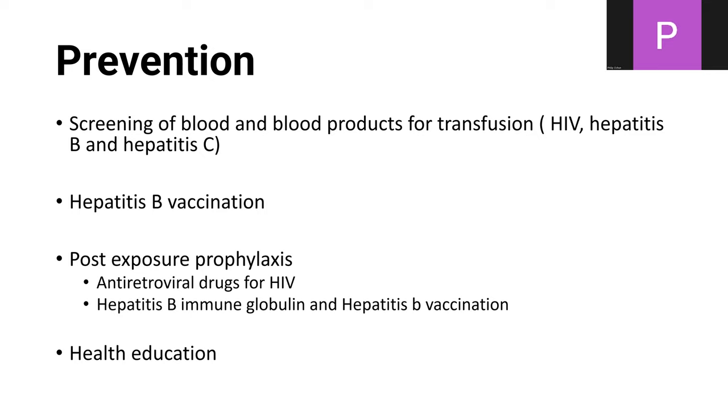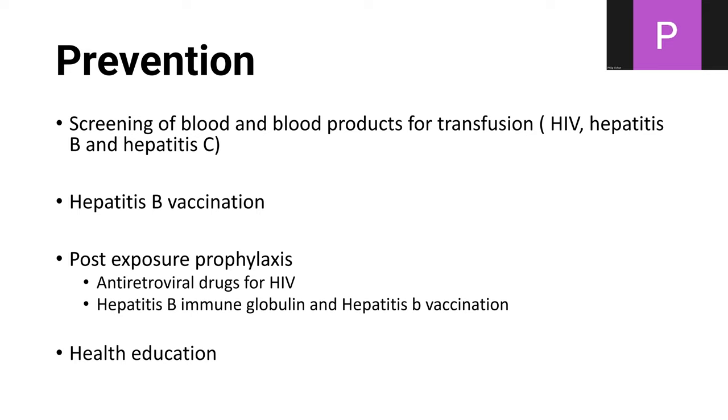Then post-exposure prophylaxis for HIV, we use antiretroviral drugs, especially for those who have needle stick injuries. And for hepatitis B, immune globulin, and also offer hepatitis B vaccination if the person is hepatitis B negative and has not received vaccination. Health education is also very important. The last speaker has touched on health education, counseling the patients on the routes of transmission and prevention of HIV, hepatitis B, and hepatitis C.